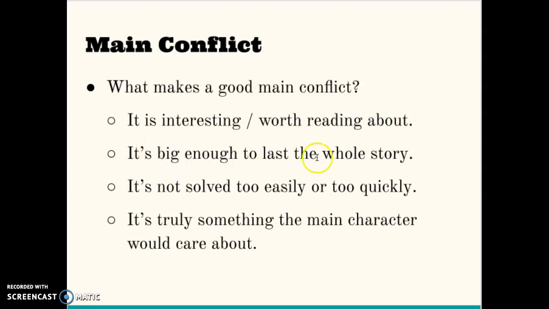It's also big enough to last the whole story, so it doesn't get solved, like I was saying, in 5 minutes. It needs to be something that the characters have to struggle through. It's not solved too easily or quickly, and it's truly something that the main character would care about.